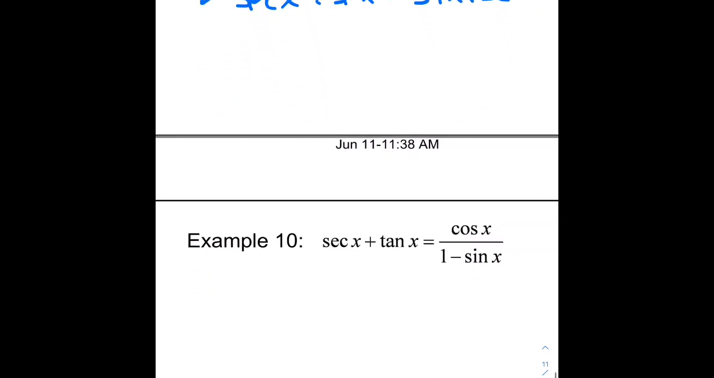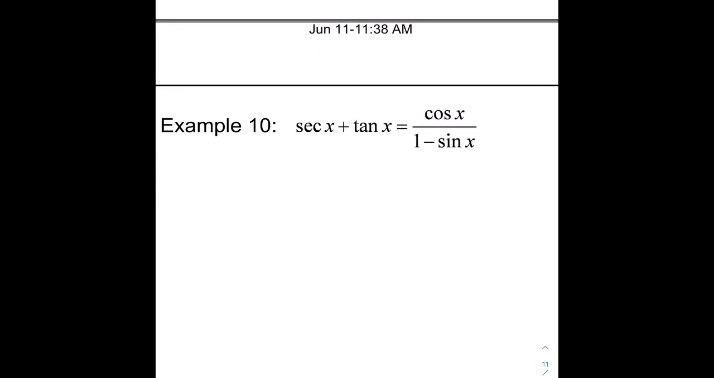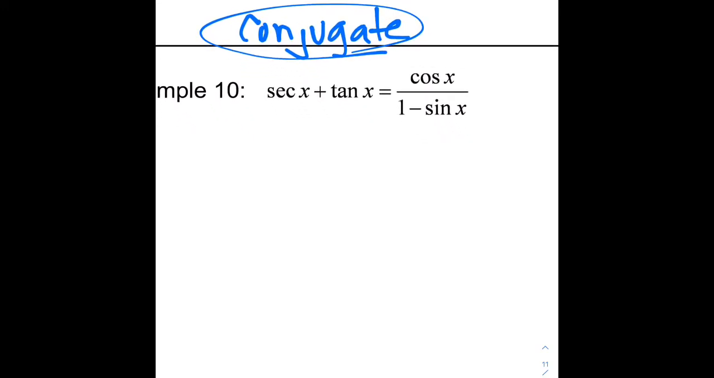And our last example. If you have tuned me out, don't tune me out yet, because there is something in this problem that we have to talk about. It is a strategy that we have not discussed, and that is where sometimes you are going to have to use a conjugate. And I want to show you when this pops up. It's usually pretty obvious when a conjugate is needed. All right. Secant x plus tangent x is equal to cosine x over 1 minus sine x.